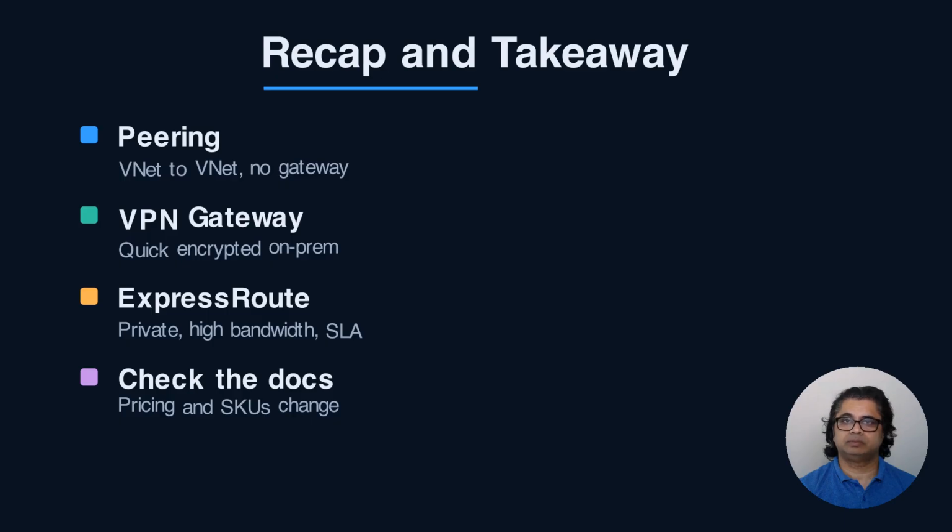Your one actionable takeaway: build the hub and spoke skeleton with peering first since it's cheap and instant, then layer in VPN or ExpressRoute only when you actually need on-prem reach. Because SKUs and pricing shift, confirm the current numbers in the Azure docs before you commit.